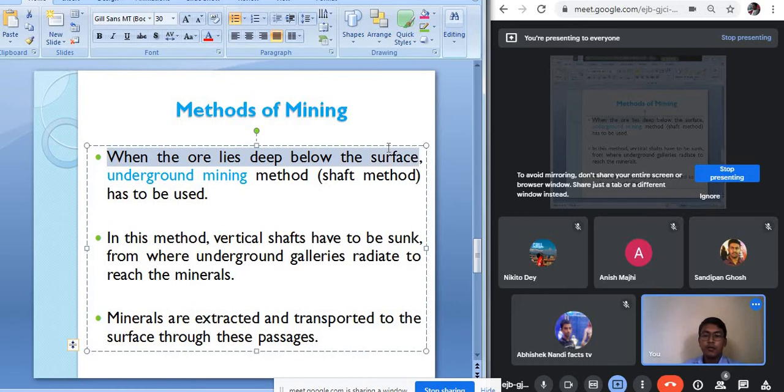When the ore lies deep below the surface, the underground mining method has to be used. This underground mining is also known as shaft mining. So surface mining is also known as open cast mining, and underground mining is also known as shaft mining. It is also known as the shaft method.